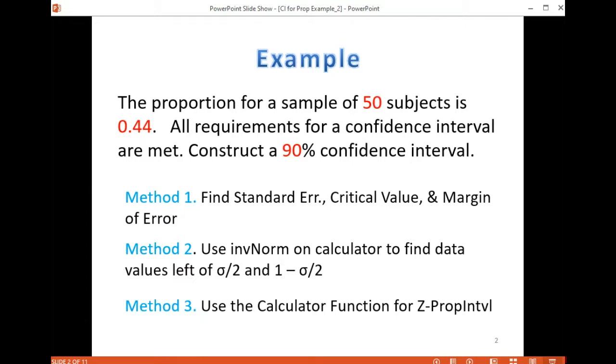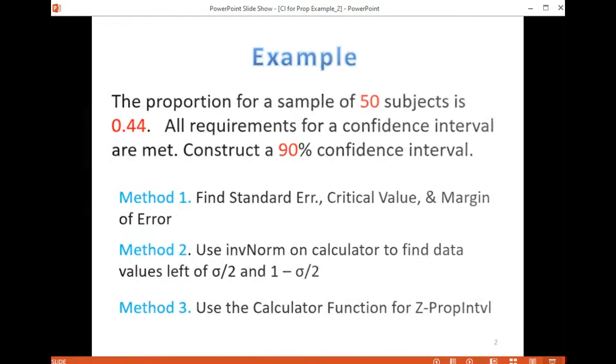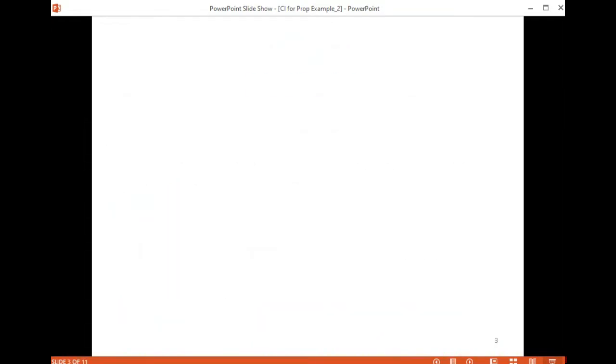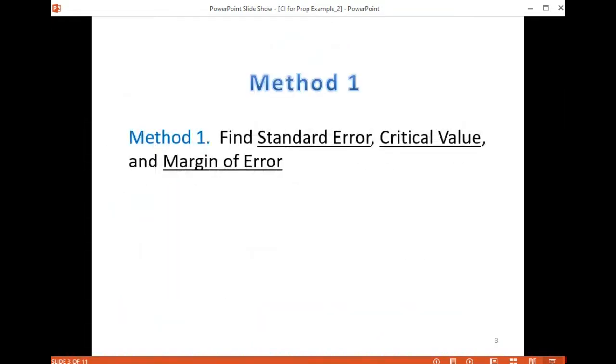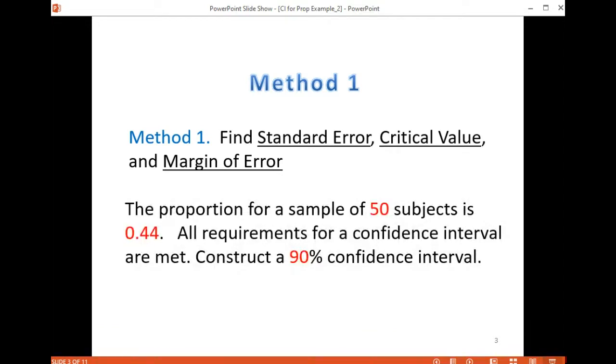Okay. The final method is simply to use the calculator function that was designed just to find that, provided that you give it the inputs. And that function is z-prop int. Let's look at the first method. Again, that is just to find the standard error, the critical value, and the margin of error, and put them together. So just remind ourselves of the problem.